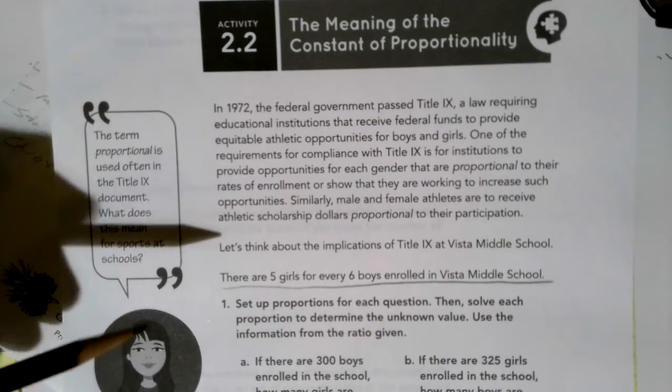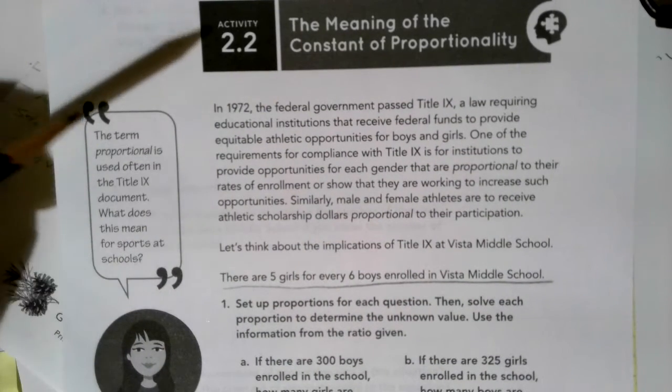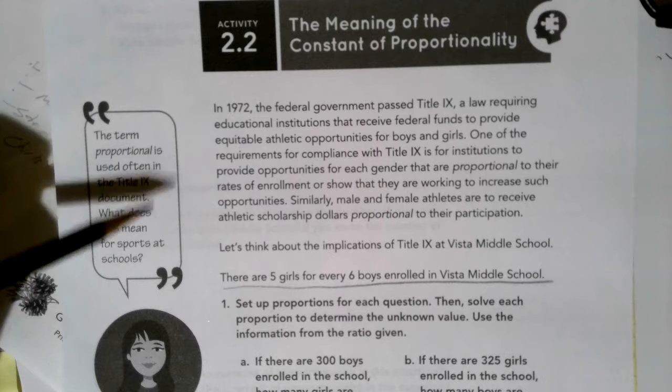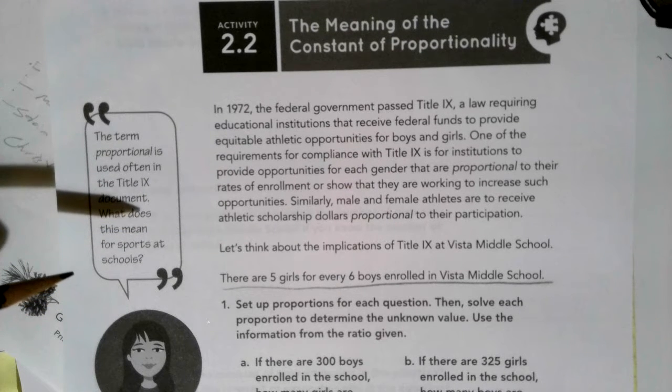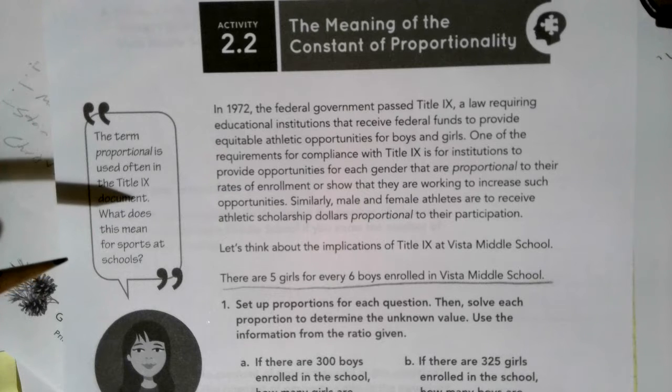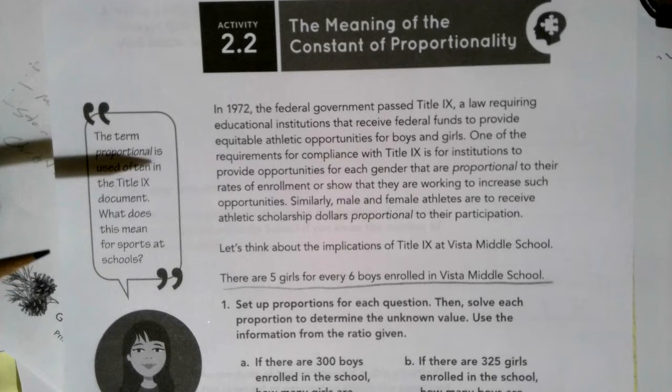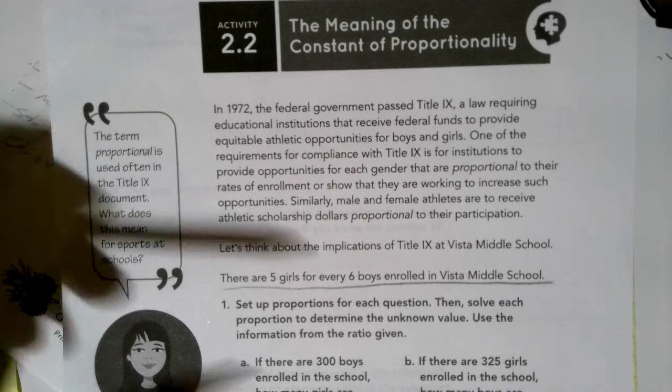Everybody. We're going to talk a little bit more about constant and proportionality. In 1972, the federal government passed Title IX, which is a law requiring any educational institution that receives federal funds, which most do, to provide equitable athletic opportunities for boys and girls.